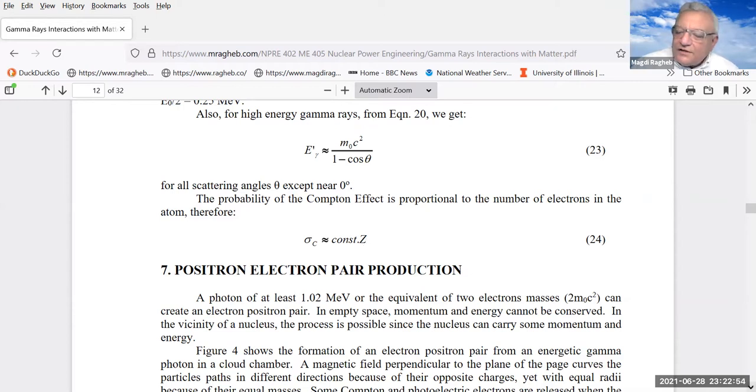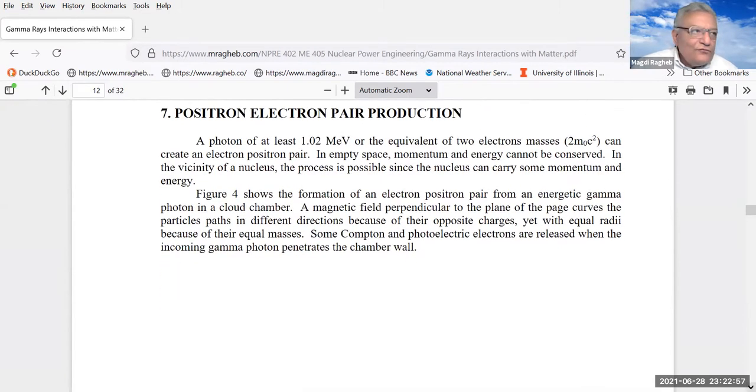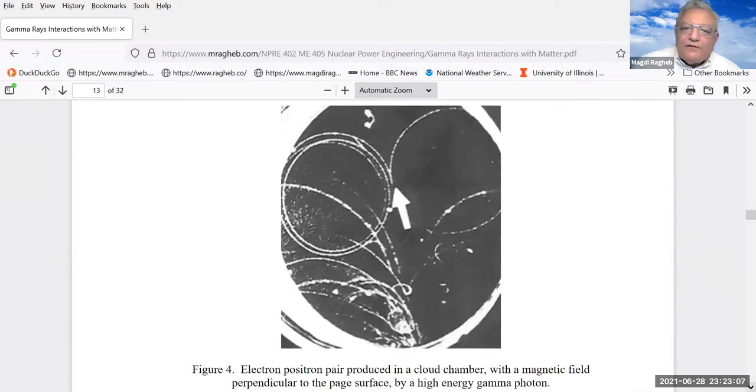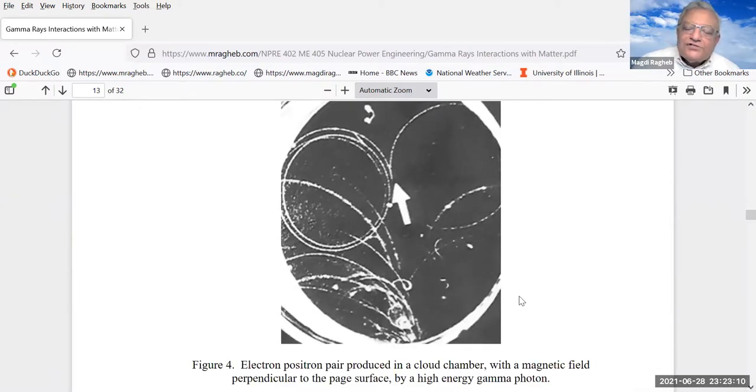One important interaction that has to do with what we mentioned earlier about the equivalence of mass to energy is the positron electron pair production. And we covered that also in the previous chapter. When the energy of a gamma photon, shown here in a cloud chamber coming this way, exceeds the mass of two electrons, the mass of the electron being 0.51 million electron volt, we find a very interesting process happening where electromagnetic radiation, the gamma photon, turns into two particles. One is an electron, which has a negative charge, so there is a magnetic field that is superimposed perpendicular to the page.